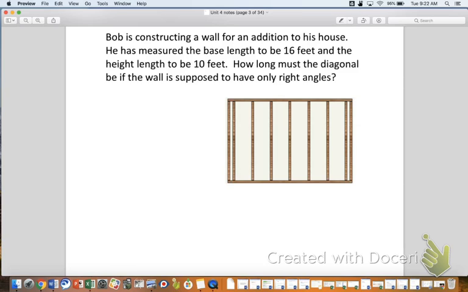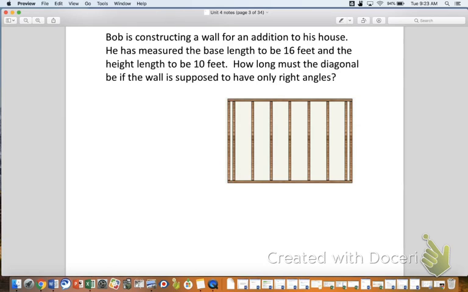Let's talk about this really quick. Why would Bob want the wall to have only right angles? Yeah, so it's straight up and down. Not too many houses have walls that are leaning one way or the other, at least not a well-built house, right? Wouldn't that be a concern if you came home today and pulled up to your house, and your house wasn't like this, it was like this? Wouldn't that be a little concerning? I would think so. And so Bob wants his house to be straight up and down.